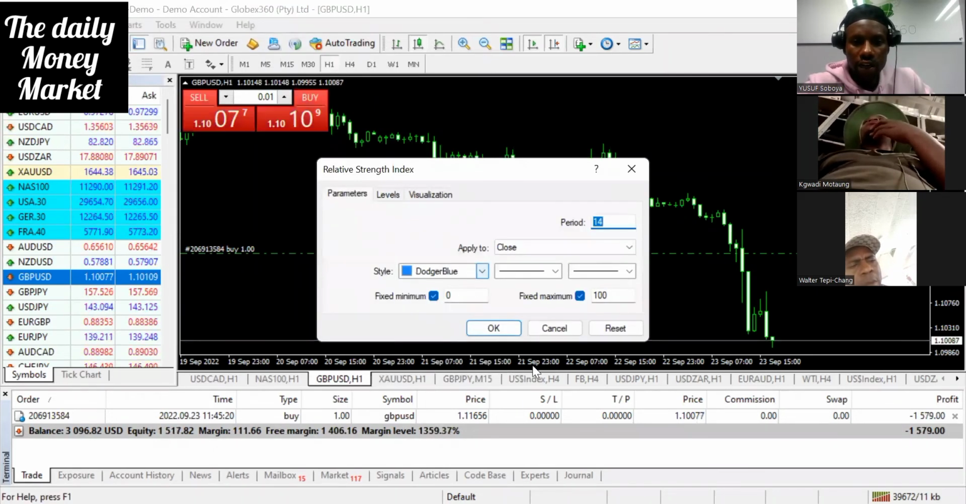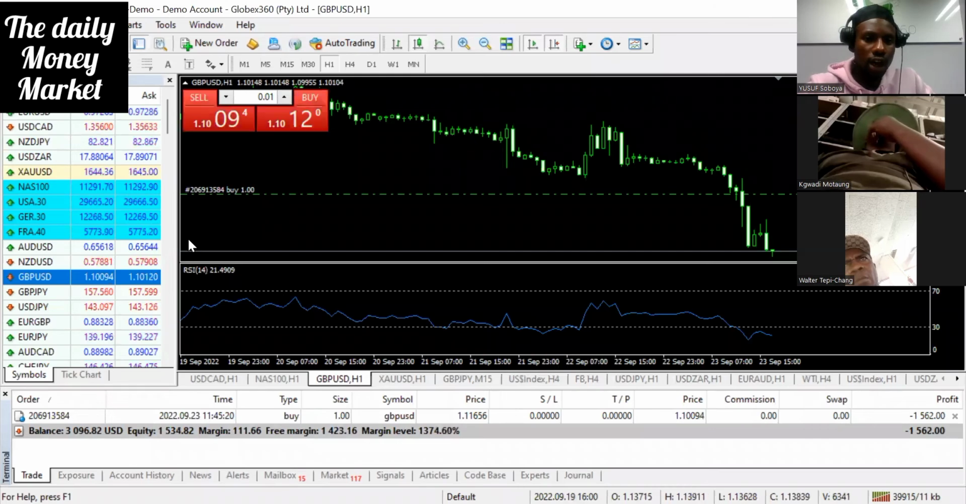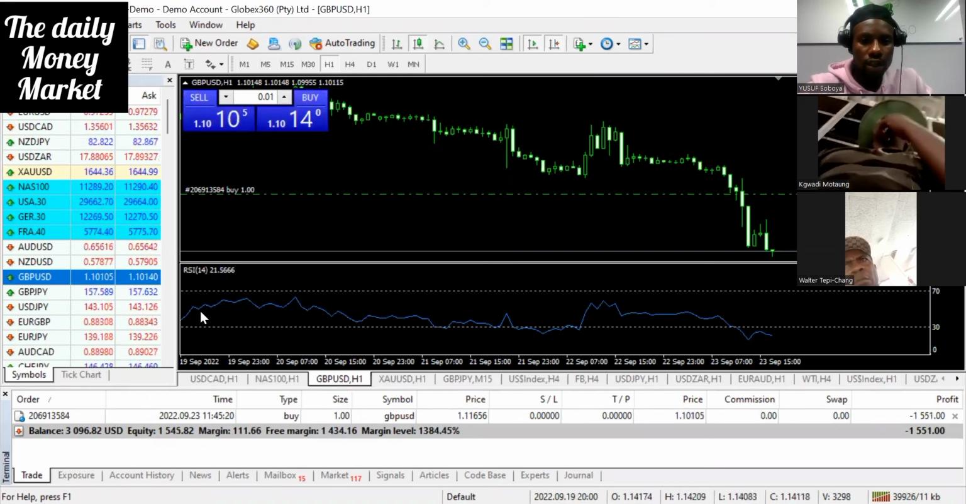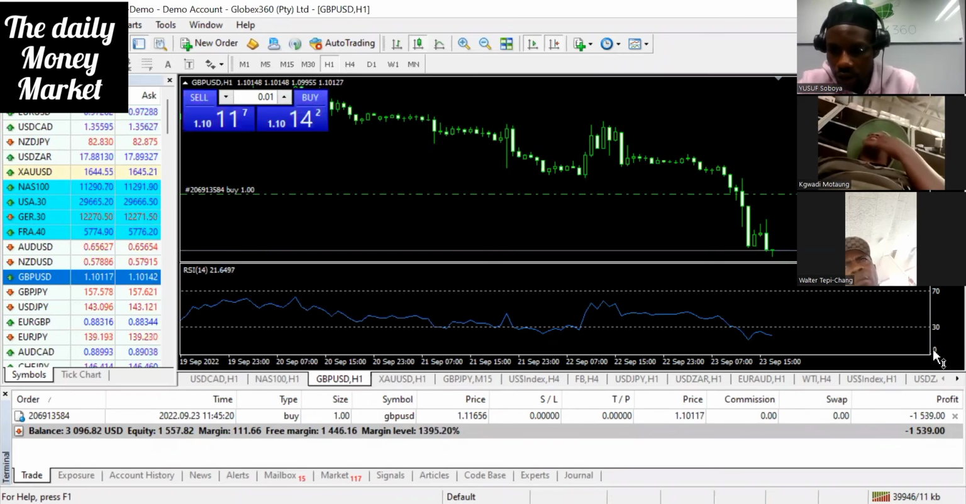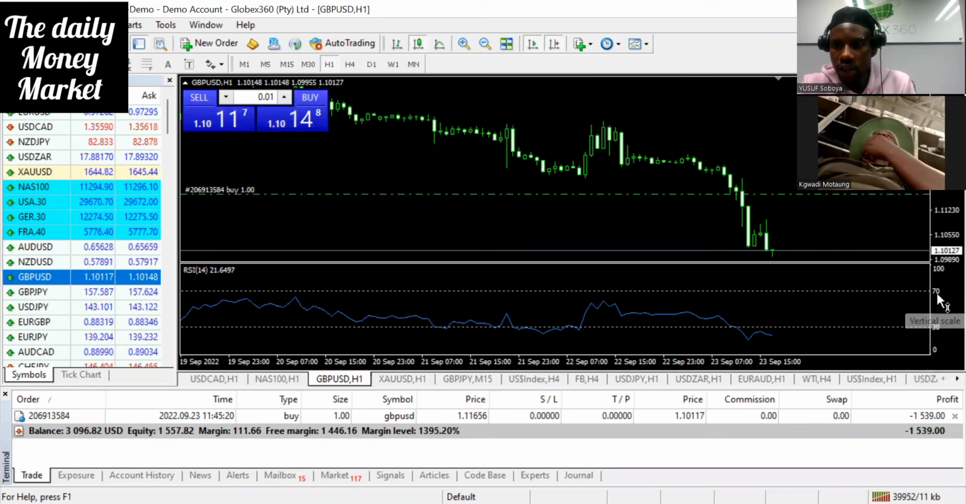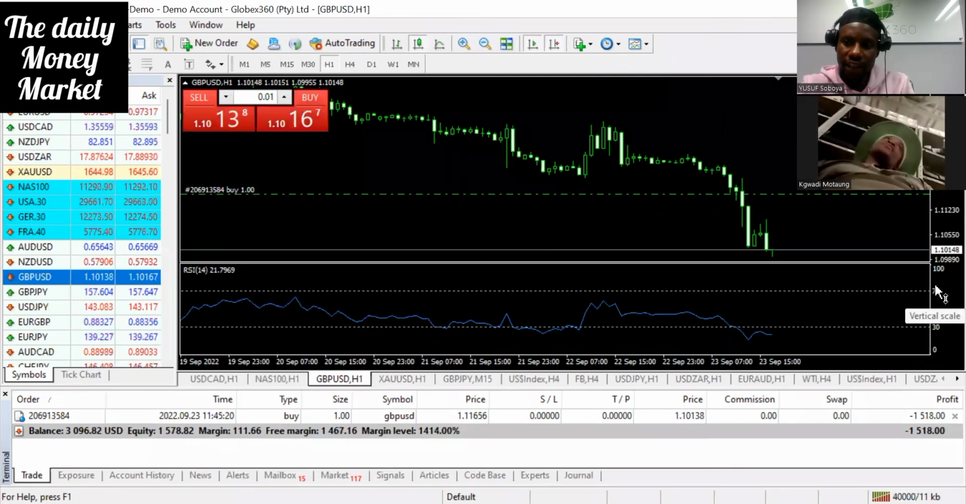So you click on it. You can change the color if you don't want the blue. You can change the size of the line if you want a different size. Fixed maximum 100, you click on. Now it's on, so you can see this is the line that we're talking about. These are the numbers that we're talking about: 0, 30, 70, 100, right? If the market is in the 0 to 30 range, it's oversold, right? If the market is in the 70 to 100 range, it's overbought.